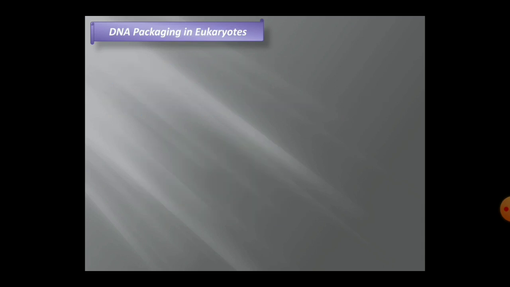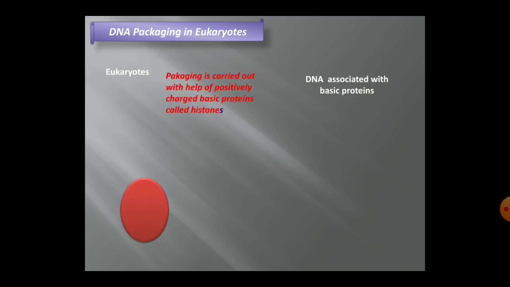Next we'll move on to DNA packaging in the case of eukaryotes. You remember, in eukaryotes, packaging of DNA is carried out with the help of specialized, positively charged basic proteins called histones. You already know that DNA is associated with proteins in eukaryotes, and the packaging of DNA is carried out with the help of positively charged basic proteins called histones.